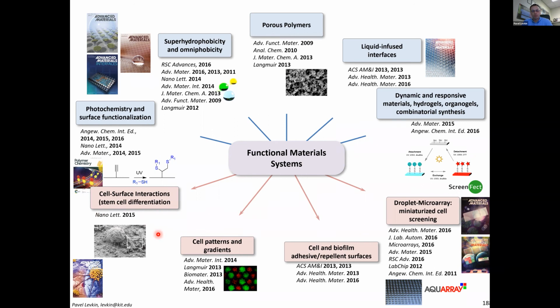So in my group, we have biologists working together with chemists. They have different biological questions. We collaborate with biologists working on stem cell research, biofilm microbiologists, miniaturization of cell experiments, and so on.